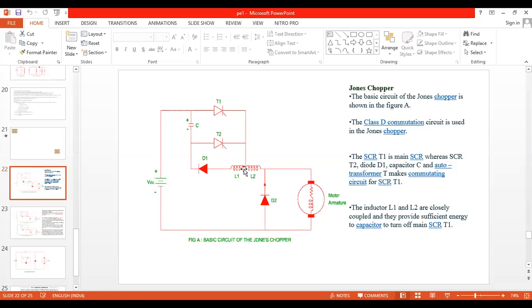I want every student to be perfect with this case 3. What is case 3? Capacitor recharging and L1 inductor de-energizing. We can use the word L1 as inductor as it is a center tap transformer. So L1 de-energizes. What is the terminal potential? Here it is plus, here it is minus. So the de-energizing current starts from L1 plus to D1, D1 to C plus. I already mentioned it will be reversed.